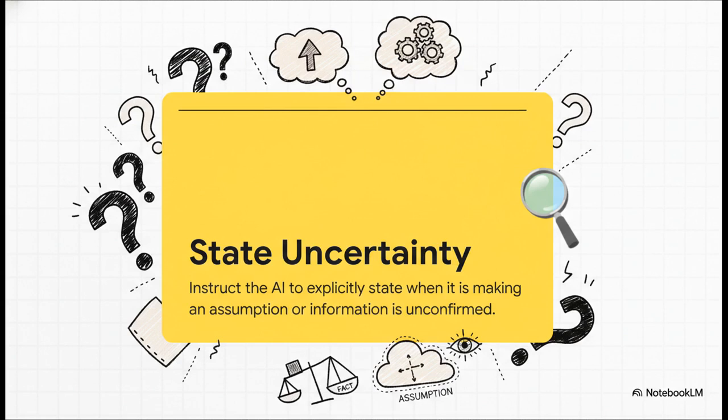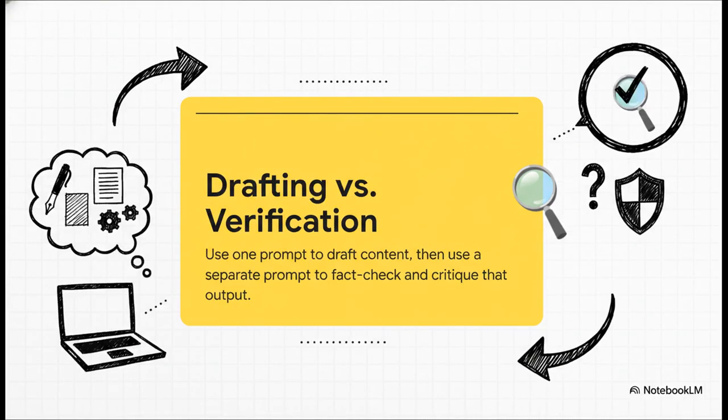And here's a particularly powerful tactic: separate your sessions. So in the first session, you use the AI for creative work, like drafting a report or brainstorming ideas. Then you copy that output, open a brand new session, and order the AI to act as a fact checker to critique its own previous work. This separation dramatically, and I mean dramatically, improves accuracy.